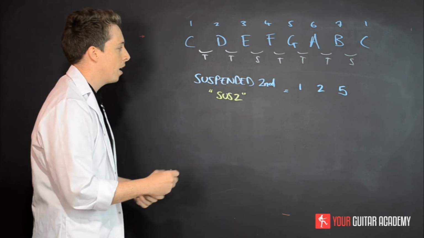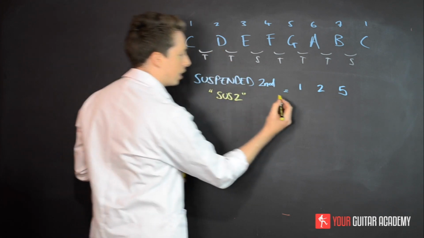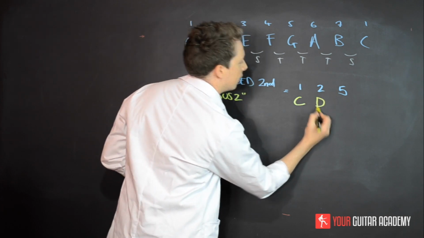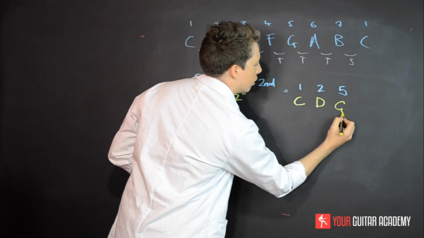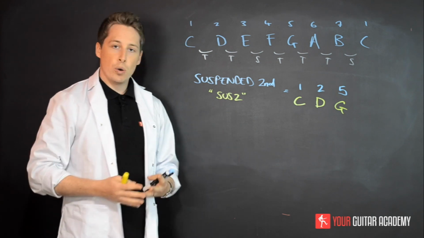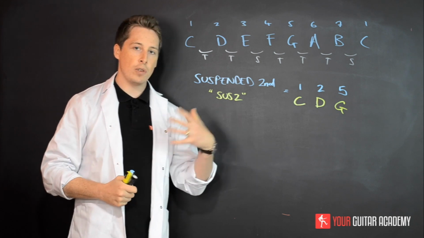Now, let's just have a look at what that means in terms of actually creating a C Sus2. We take the C, so that's the 1. Now we take the 2, so that's the D. And then we take the 5, which is the G. Okay? So, these chords are great because essentially what you've lost, you've kind of got rid of this third.